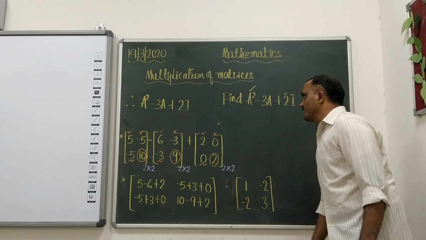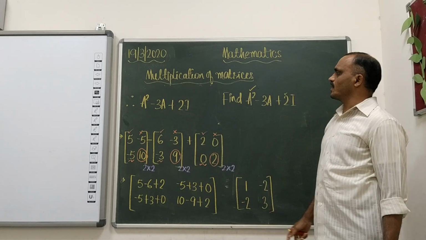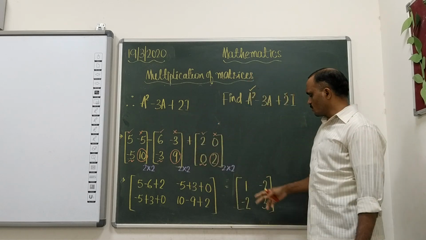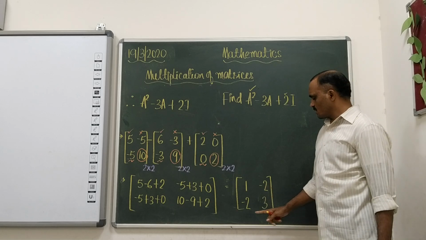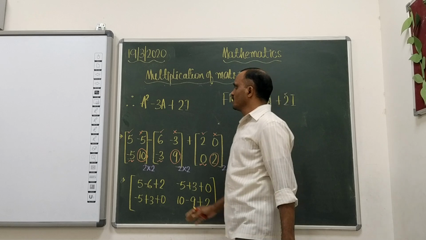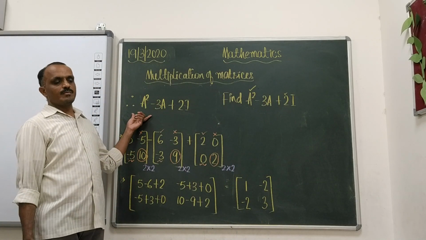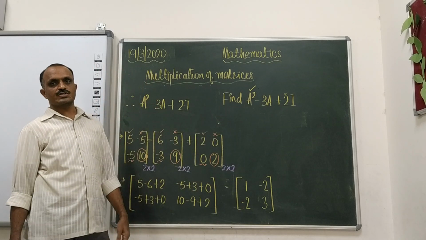So on simplifying the given expression A square minus 3A plus 2I, what we get is: first row 1, minus 2, then second row minus 2 and 3. So this is how we simplify the given expression that they asked, A square minus 3A plus 2I.